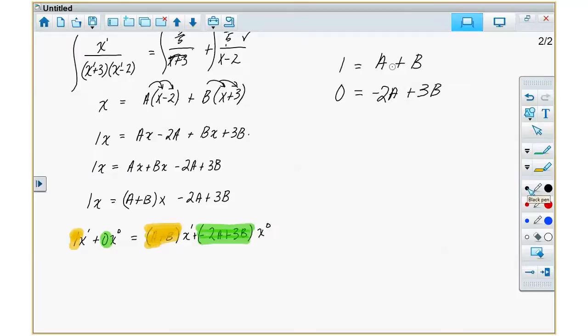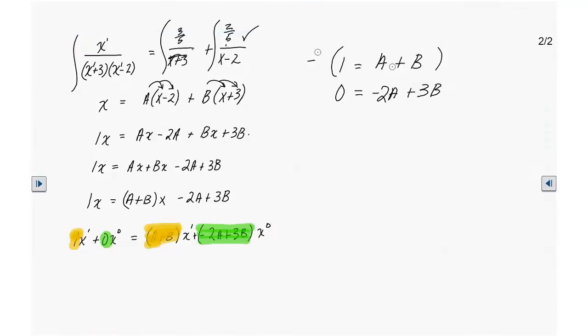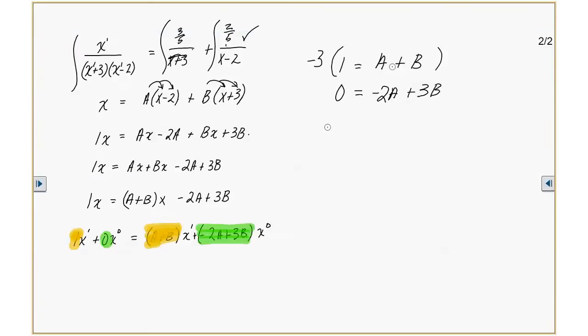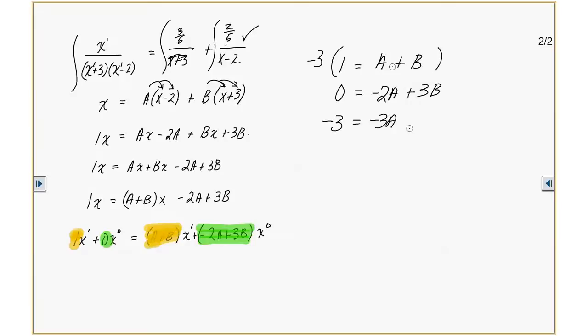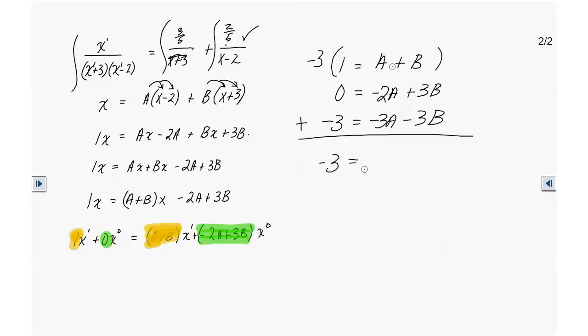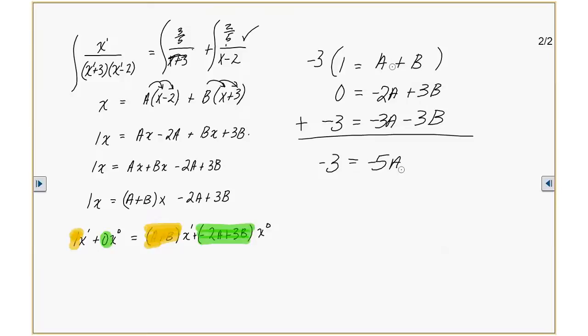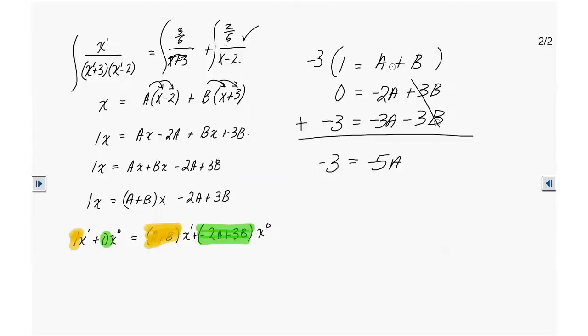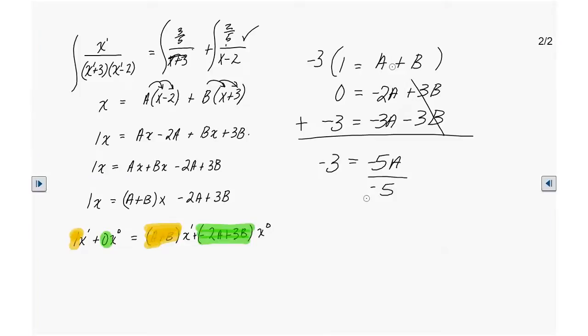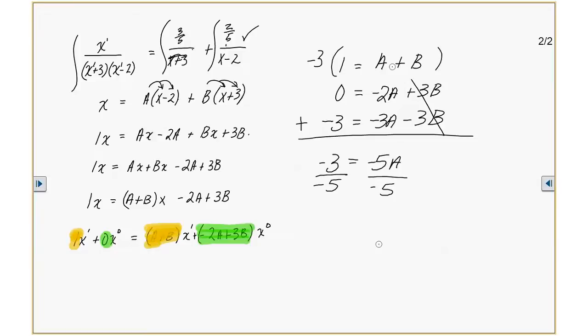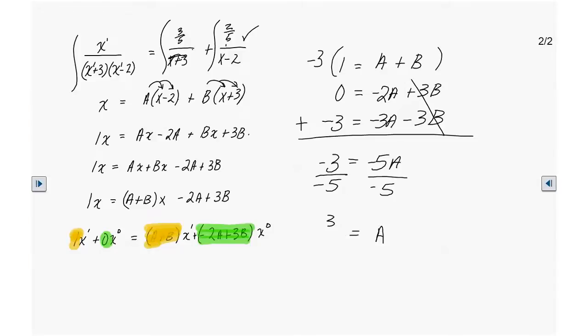I'm going to multiply the top by negative 3. And that's going to give me negative 3 is equal to negative 3A minus what? You always add. That's negative 3 is equal to negative 5A. And what happens to the B term? Goes out, Hubert. That's right, class. Negative 5, negative 5. A is equal to what? Does that check?